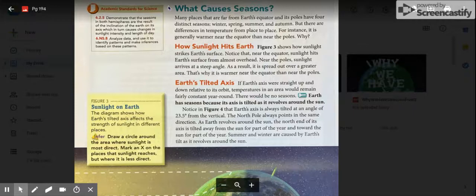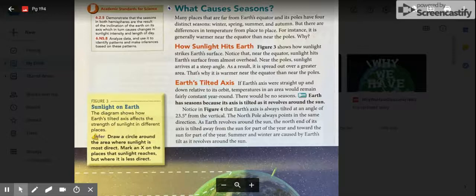How sunlight hits Earth. Figure 3 shows how sunlight strikes Earth's surface. Notice that near the equator, sunlight hits Earth's surface from almost overhead. Near the poles, sunlight arrives at a steep angle. As a result, it is spread out over a greater area. That is why it is warmer near the equator than the poles.